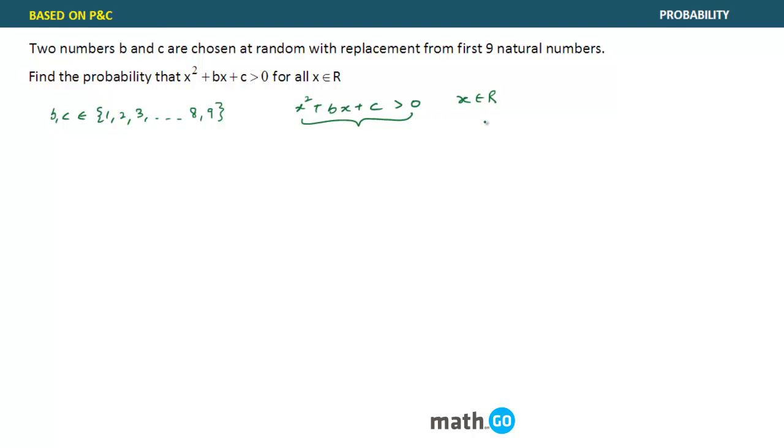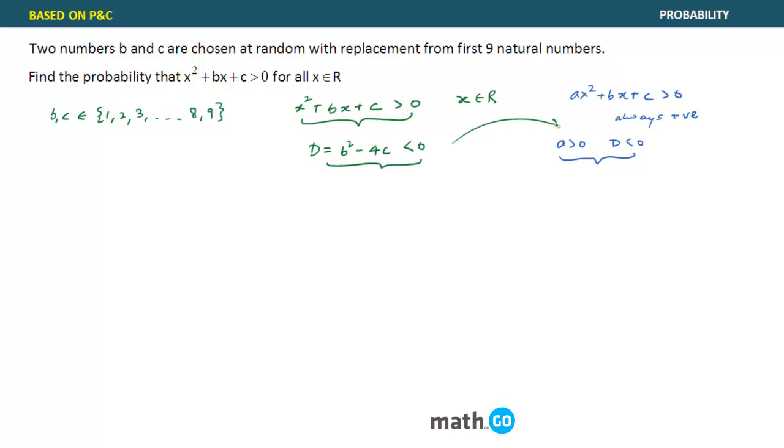Now this is a quadratic. When is a quadratic always positive? This is how the concept can be checked in the exam. It is always greater than 0, always positive, only when a is greater than 0 and D is less than 0. Here a is already positive. What is the value of D? D is b square minus 4c, and you want this to be less than 0 for this condition to be true.